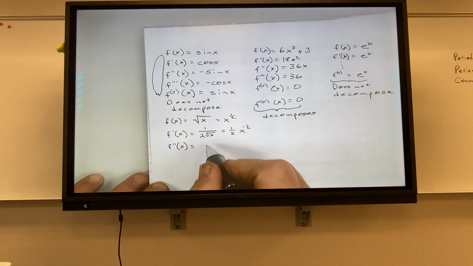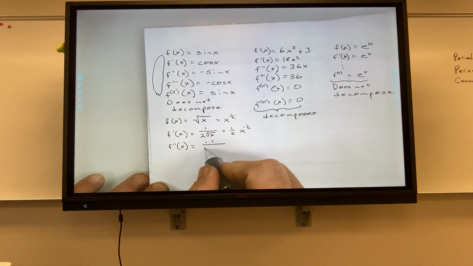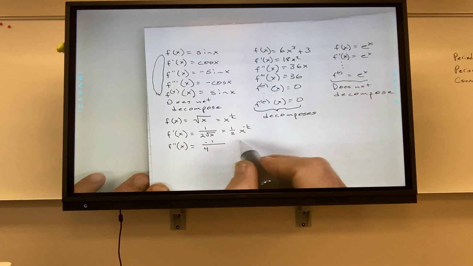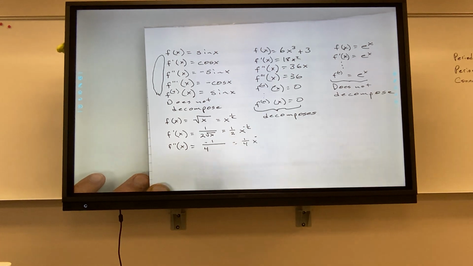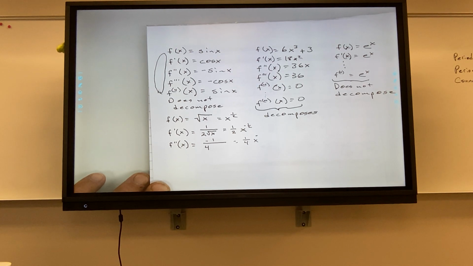Negative 1 over 4 square root. When we have square root? So you're saying here it's 1/4 x to the negative what? Negative. You're going to subtract 1 from a negative 1/2, right?